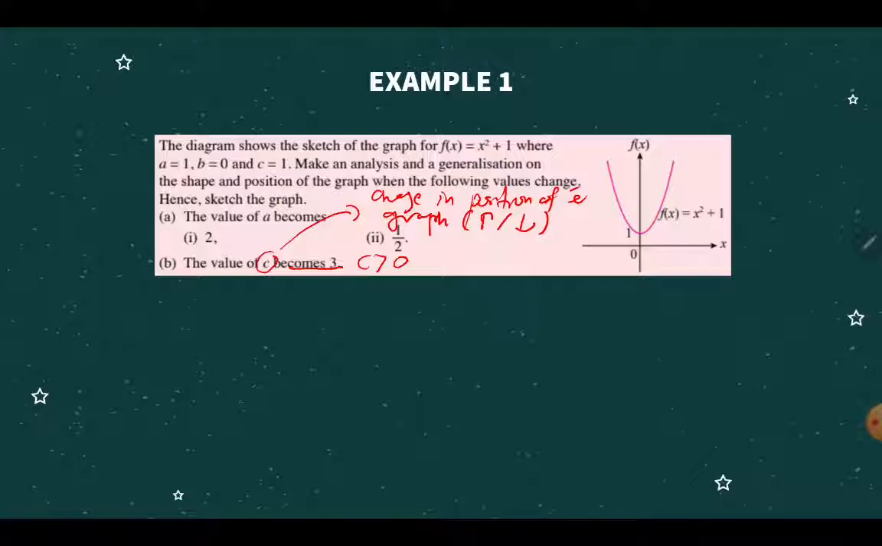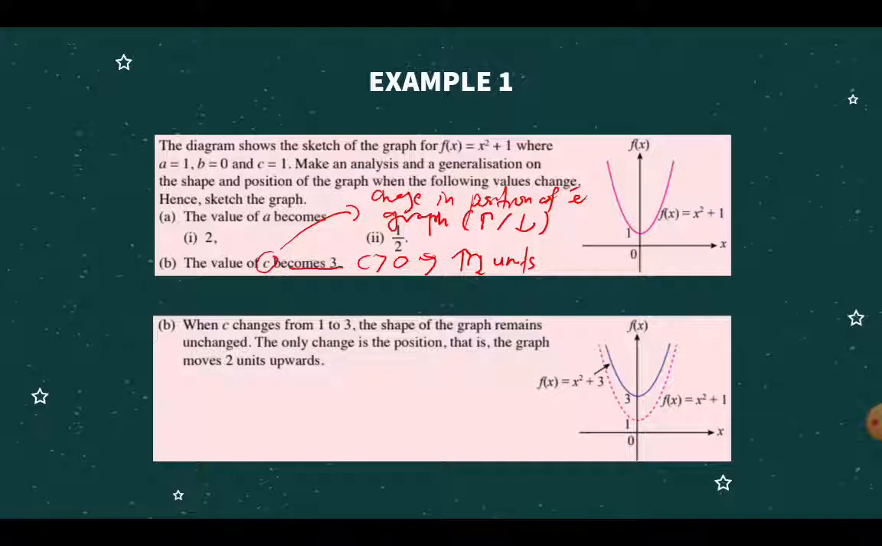So when C is greater than 3, therefore we know that it moves upwards. I mean, it's not C greater than 3. Our C here is 1 and then becomes 3. So we know it moves upwards how many units? 2 units, because from 1 to 3 is 2 units. So what will happen?